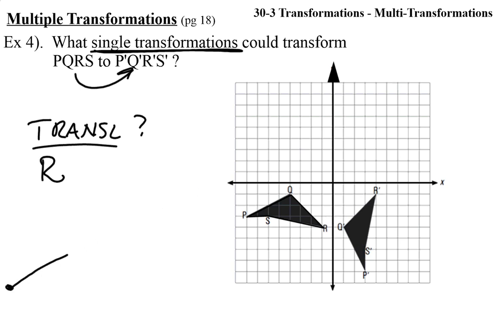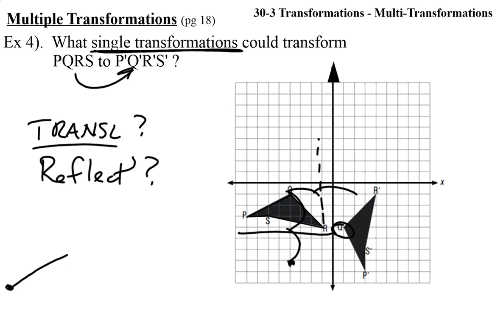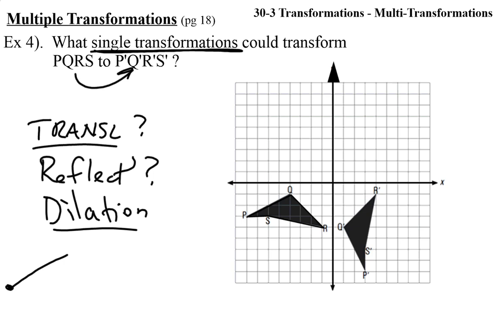A reflection won't work either, because if Q was reflected on a vertical line, Q would be at the top, and it's not. Q is now down. So even if I reflected on a horizontal line, Q would be down there somewhere. So reflection's not going to work. A dilation definitely won't work, because dilation is going to change the size, and we can see the size hasn't changed. So the only possibility would be a rotation.